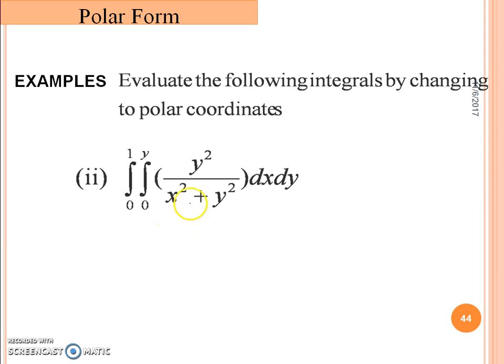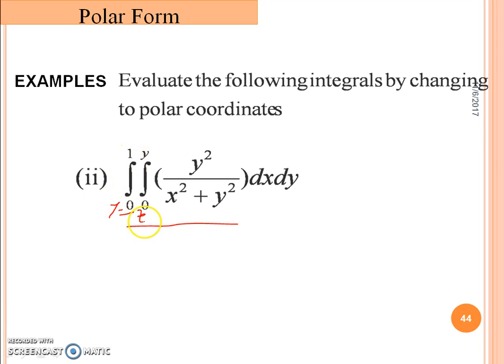Similarly, I take the next example. Again the integral is given in Cartesian coordinates, 0 to 1 and next integral 0 to y, of y square divided by x square plus y square dx dy. Again we have to convert this integral into polar form and then solve it. We observe that the second integral means this limit is for x. So here x equals 0 to y and y equals 0 to 1.